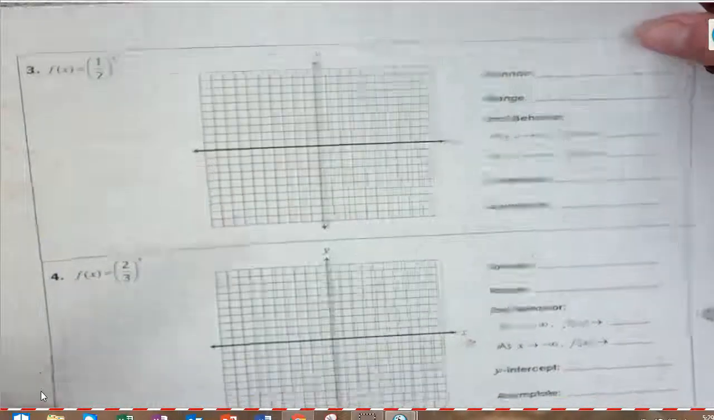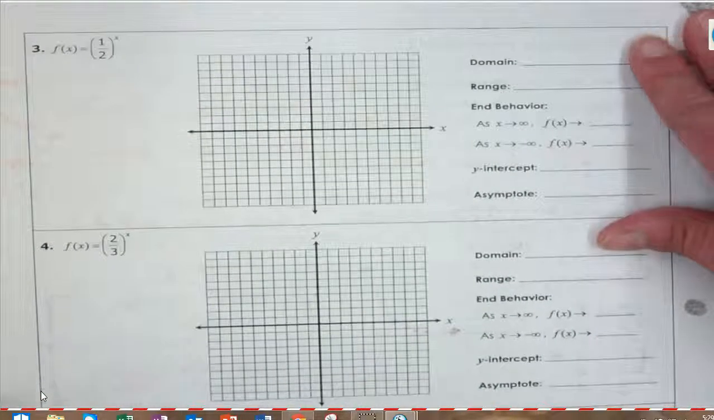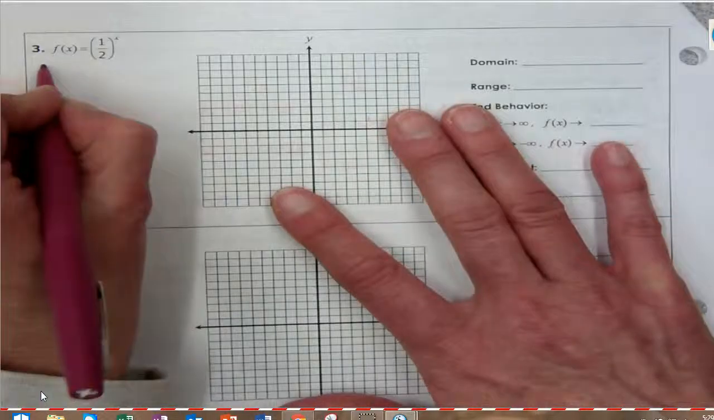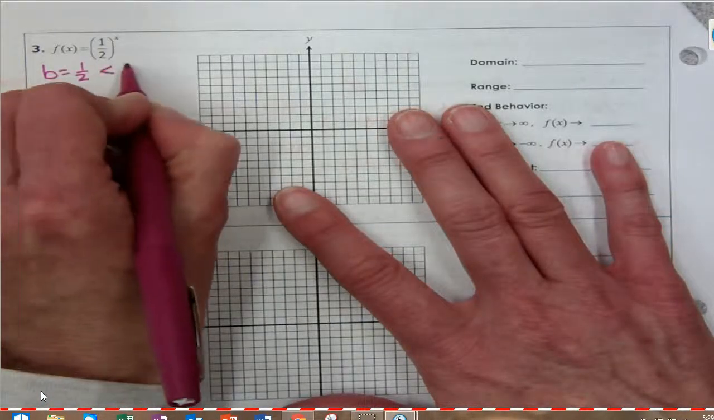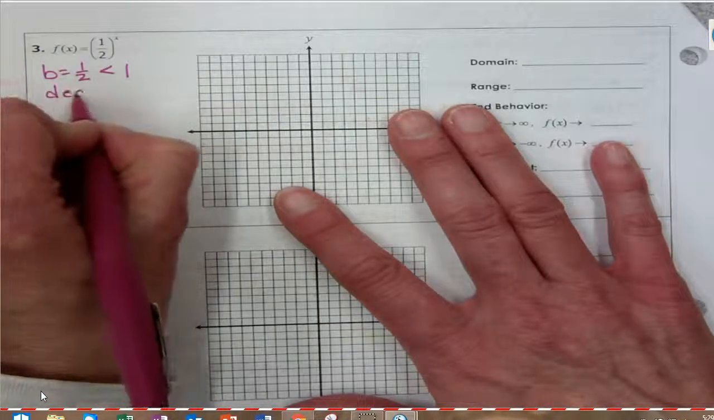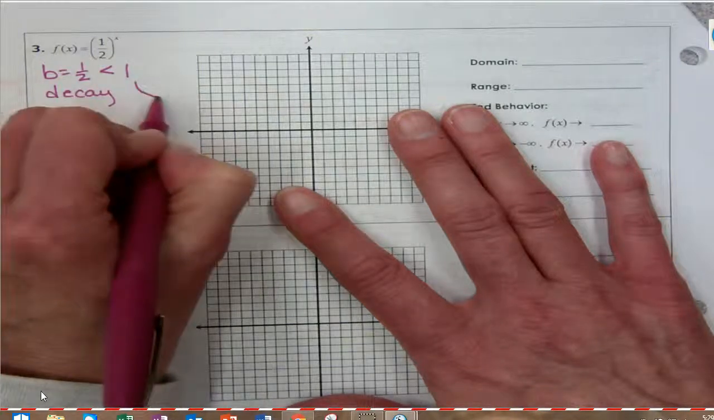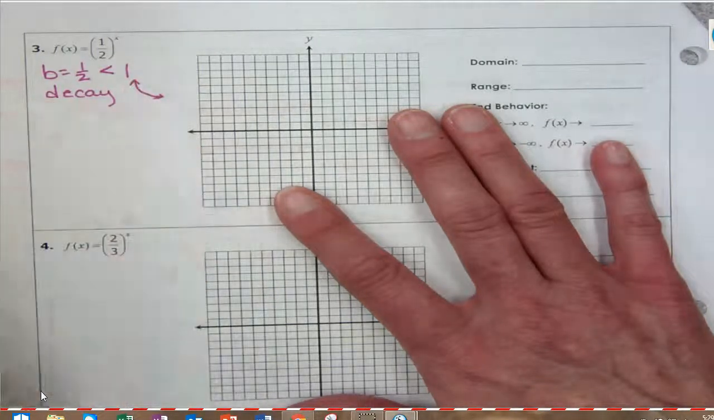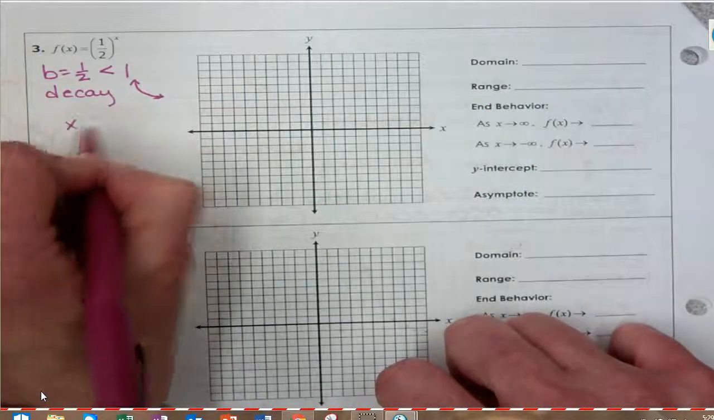If you need to stop the video so that you can do one on the next page and compare, then do so. So I'm going to look at this and I'm going to say, okay, my b value is 1/2. 1/2 is smaller than 1, so I'm going to expect this to be a decay, which would look like this. Start big and go low. So let's see what happens.